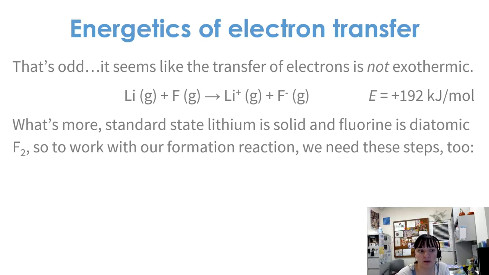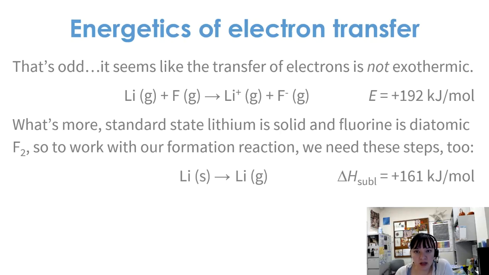Additionally, we know that fluorine is one of our diatomics. So instead of just F, as we saw in the electron affinity, we're going to have F2 worked into here as well. So to really complete our formation reaction, we're going to need a couple of additional steps, not just that transfer of electrons, but also making sure that our elements themselves match what we would see in the real world. That would involve taking our elemental, solid state lithium and turning that into a gas to match with the ionization energy.